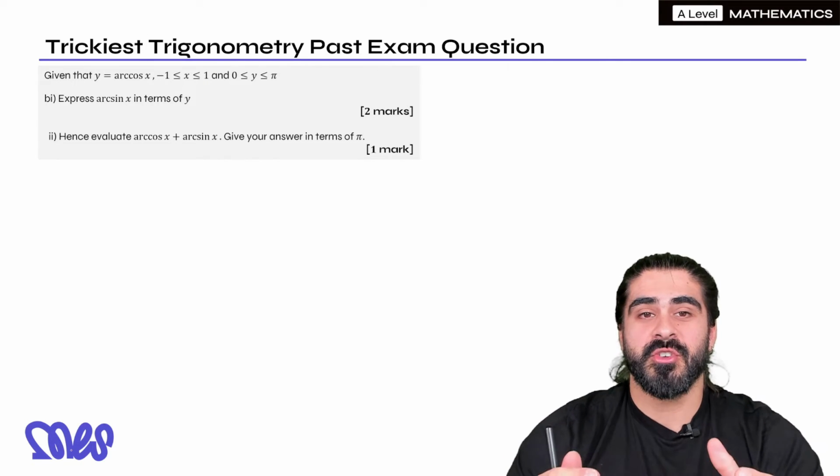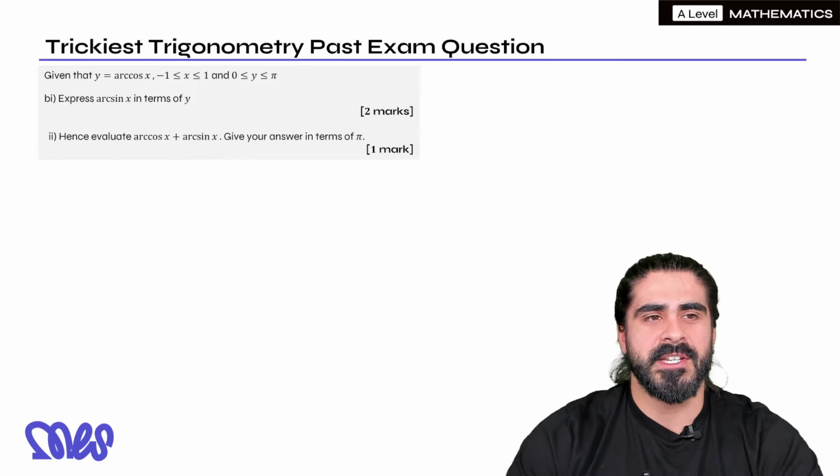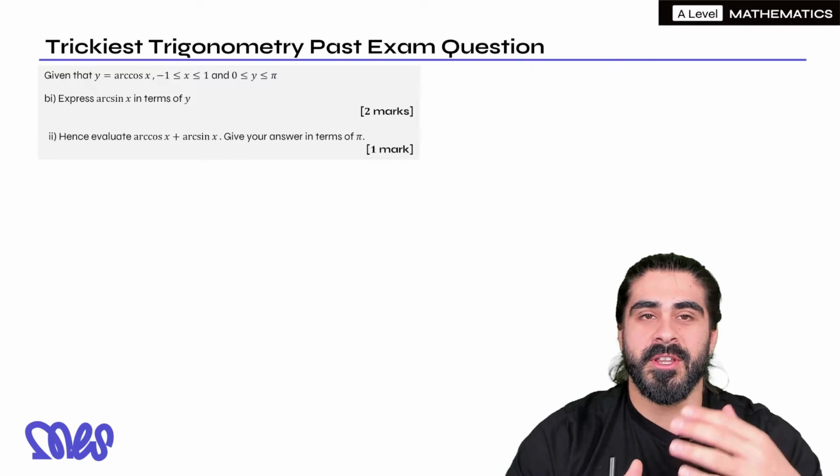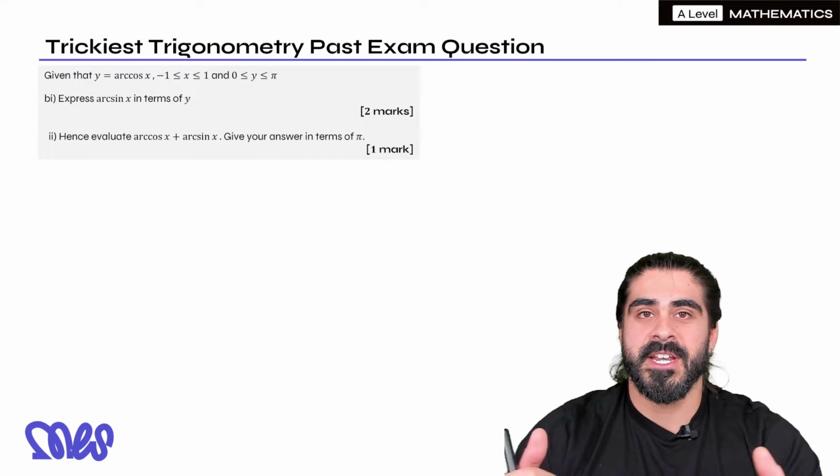It's quite strange because usually when it comes to the hardest exam questions, the mark distribution is a lot higher. Here it's only 2 marks and 1 mark. So students obviously looked at this and wondered, why is it at the end of the paper? This was question 8 in one of the old spec papers. So let's get right to it.